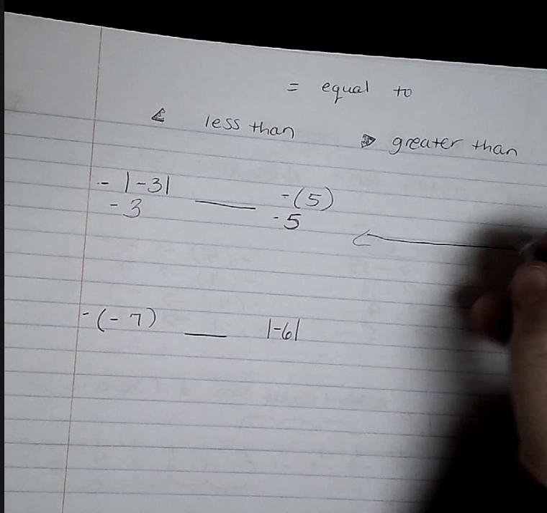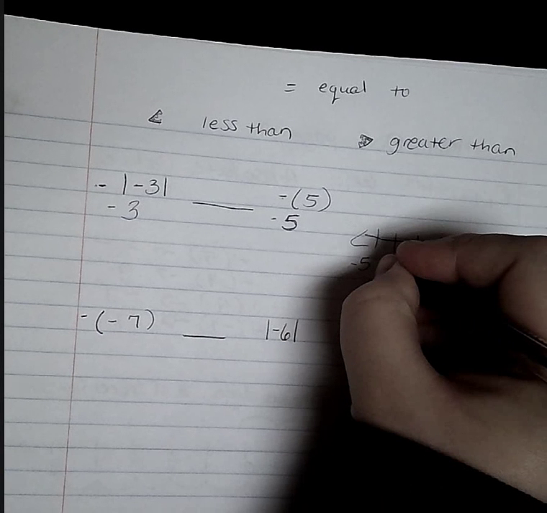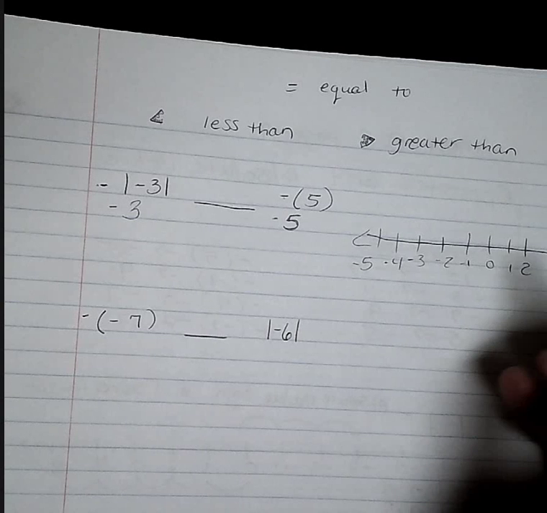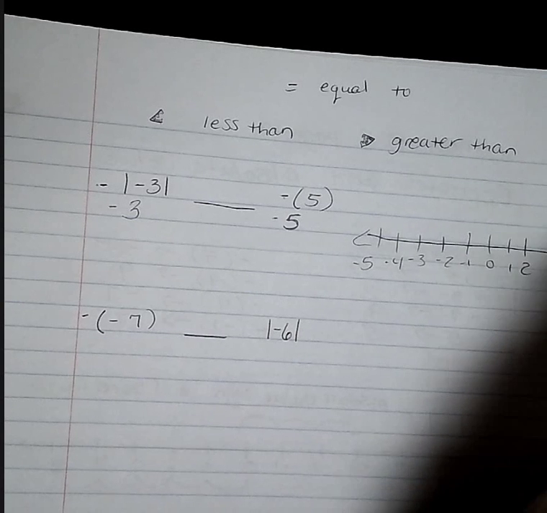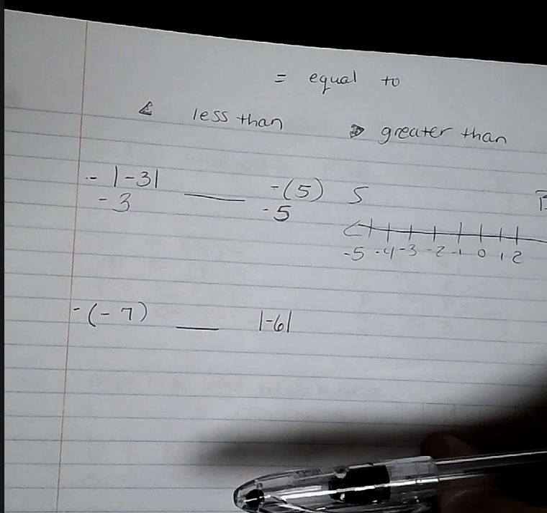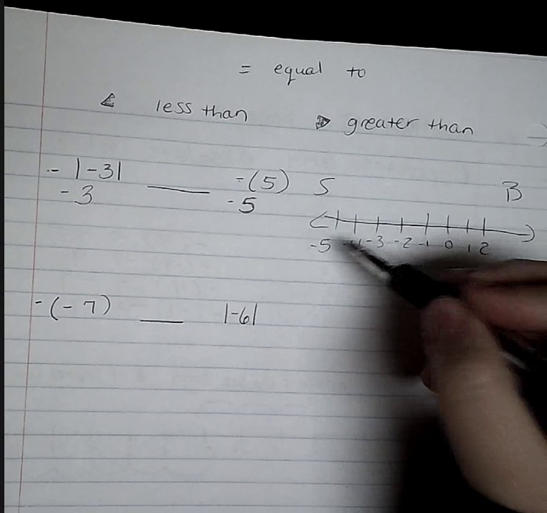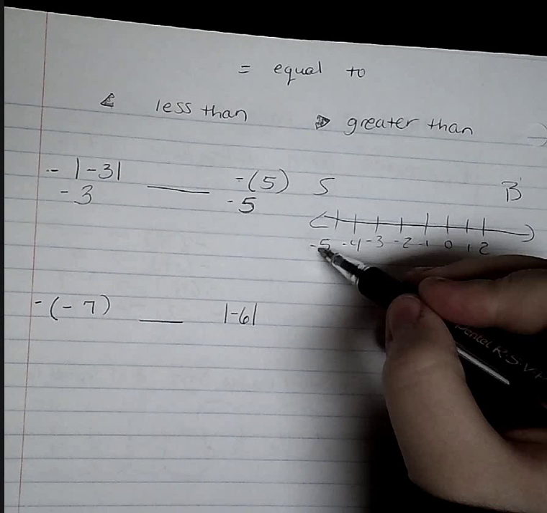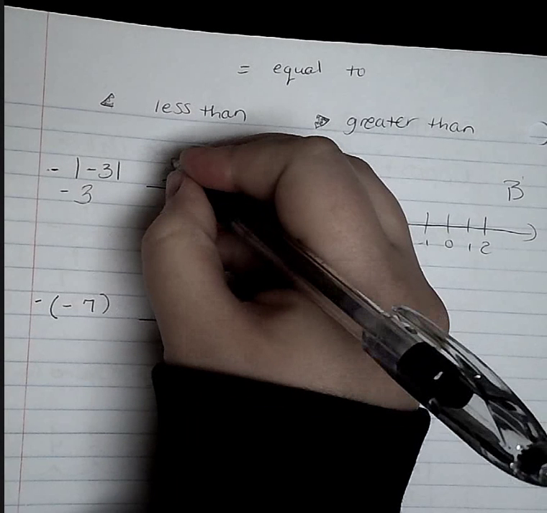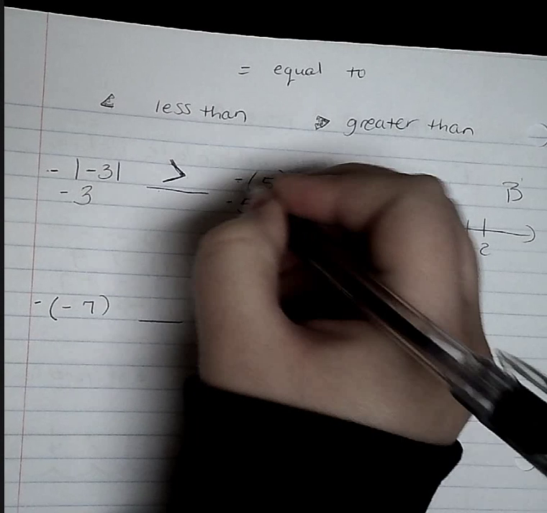So if we think about a number line, then all of our bigger numbers are down here, and our smaller numbers are down here. That's how a number line works. So which number is on the bigger side? Negative 5 or negative 3? The answer is negative 3, so negative 3 is greater than negative 5.